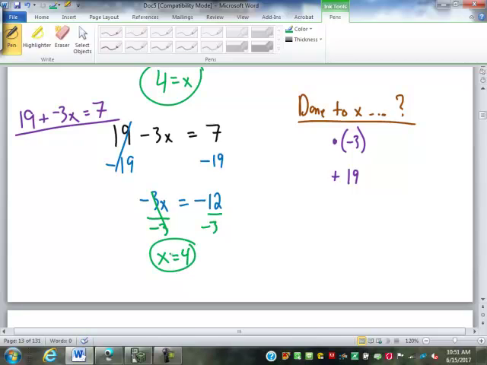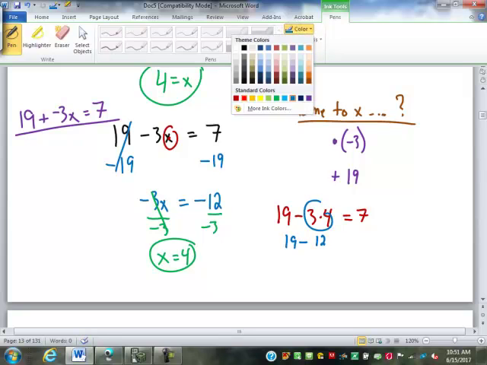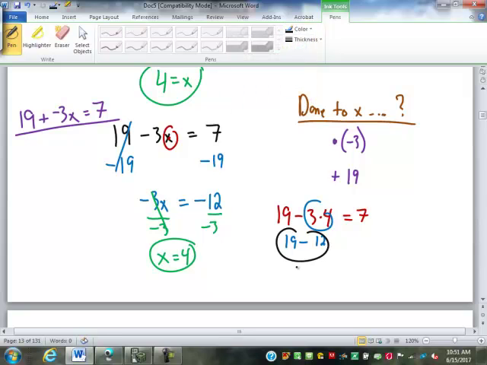4. Now, here's one where it is important to go back and double check. Let's put that 4 in for x. 19 minus 3 times 4 equals 7. Well, 3 times 4 is 12, and 19 minus 12 is 7. So we do get the same result. Double checking will help catch any mistakes with the negatives.